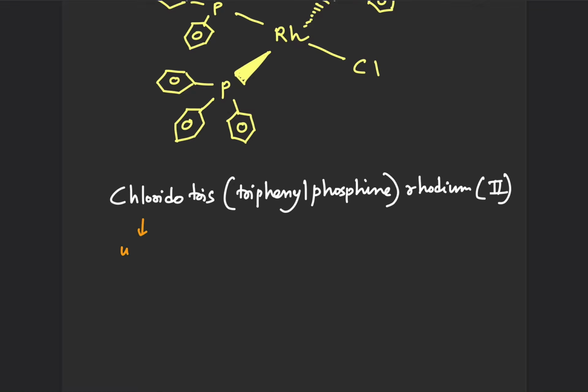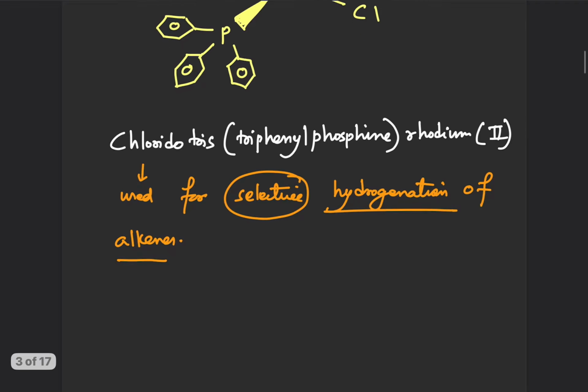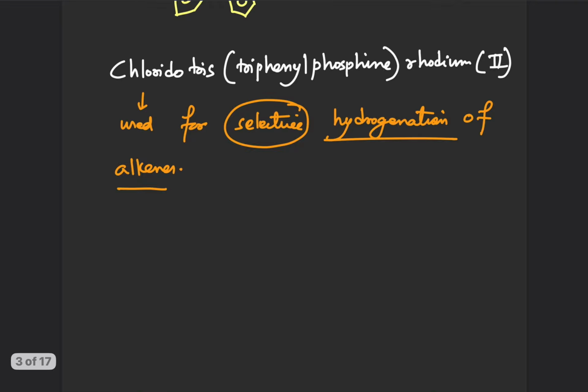Okay, so it is used for selective hydrogenation, that is addition of hydrogen to alkenes. Hydrogenation means addition of hydrogen to alkenes. So the selective part means that the double bond at the end of the chain is hydrogenated, but double bond elsewhere in the chains are not affected at all. So I will write that down. This is important.